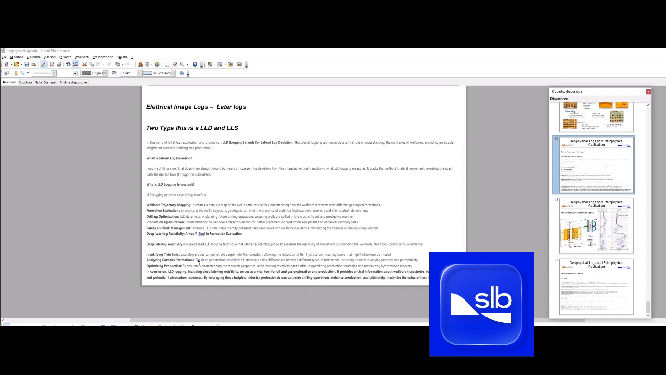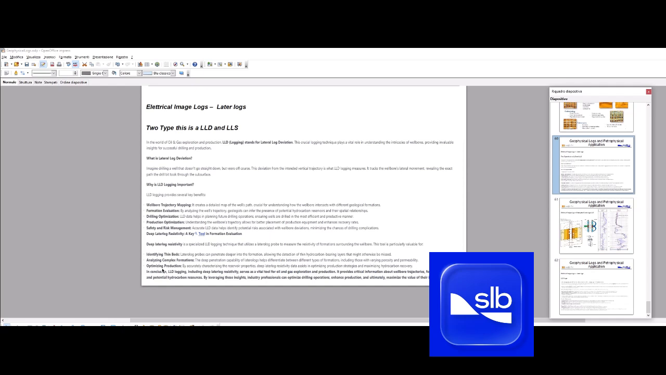Deep lateral resistivity is a specialized LLD technique that uses a lateral log probe to measure the resistivity of the formation in the wellbore surroundings. It is especially used to identify thin beds. Lateral log probes can penetrate deeper into the formation, allowing the detection of the presence of hydrocarbon.